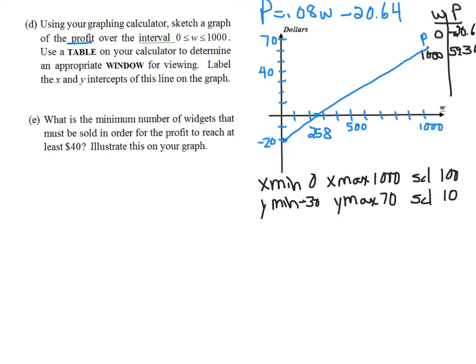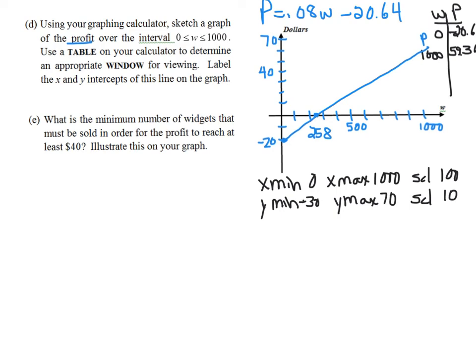For the x-intercept, that's going to be where I have 0 profit. Well, 0 profit is of course going to be where my cost is equal to my revenue. Back in part B, we learned that the cost was going to be equal to the revenue whenever we made 258 widgets. So you'll see that my graph does cross the w-axis, and I've labeled that at 258. And fortunately, mine looks pretty accurate. Let's go on to part E.